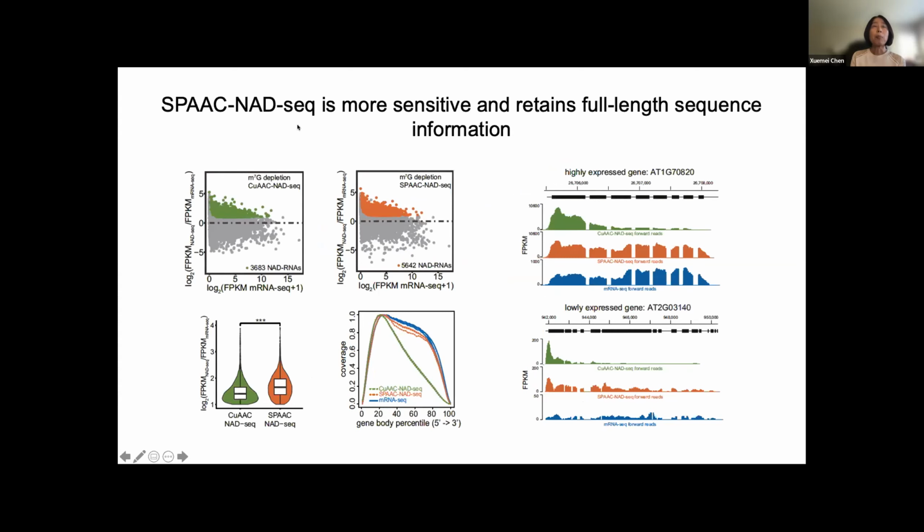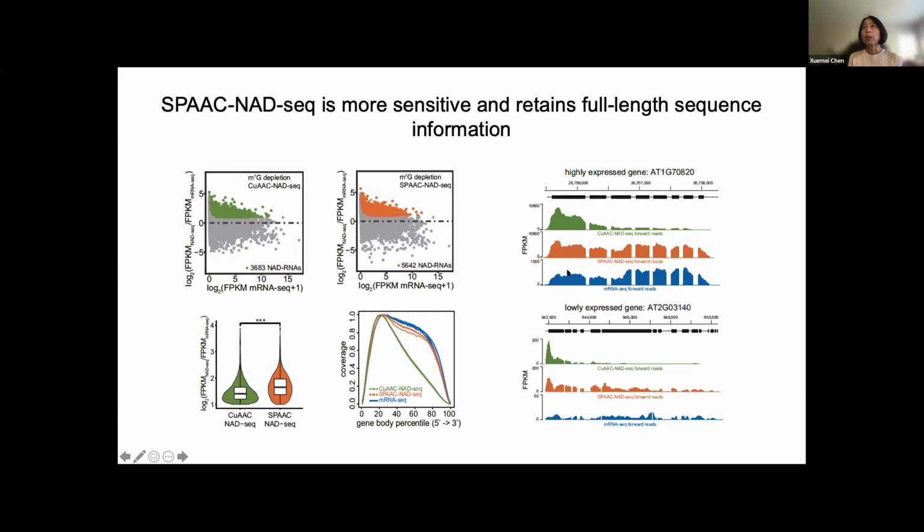So we combined M7G RNA depletion and the Spark click chemical reaction to develop what we call the Spark NAD-seq. And we compared this with the CoA NAD-seq. And we found that we were able to identify more NAD RNAs, suggesting that it's more sensitive, and higher NAD RNA signal, which also suggests that this is more sensitive, and also more even gene body distribution as compared to the CoA NAD-seq. That shows the 5' skew in the read distribution.